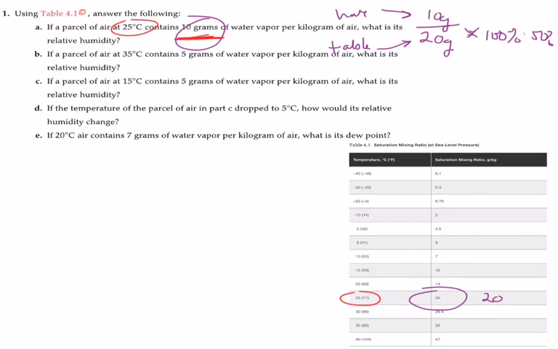Let's do another one, shall we? Let's do C. We could do these all day. Change the temperature. Now it's 15 degrees. Here's 15 degrees. It maxes out at 10 grams. Wow, I'm getting kind of a similar vibe from this one. So again, you take what you have, which is 5 grams, and how much it can hold from the table, which is 10 grams, times 100%. I got 50%.